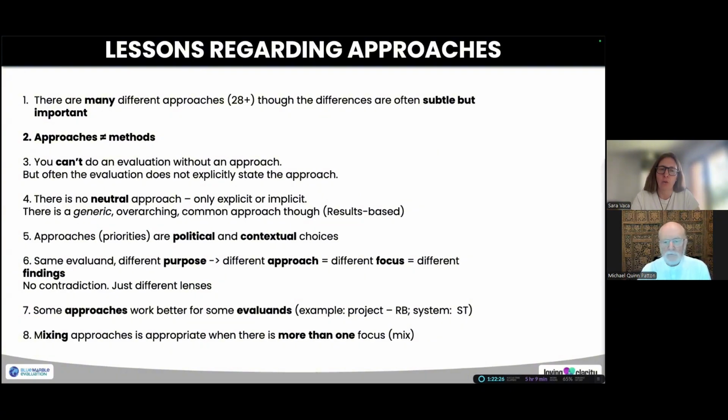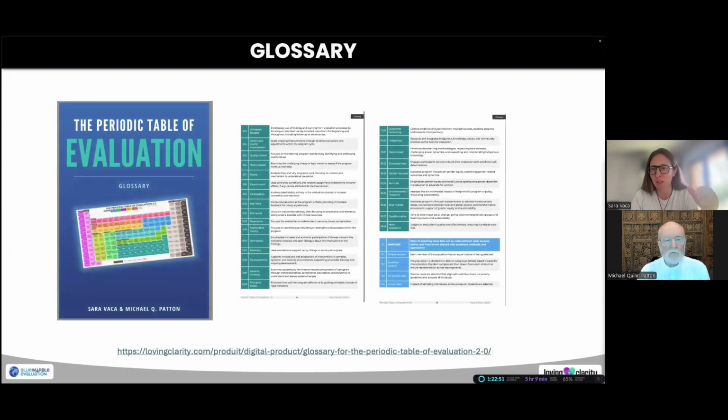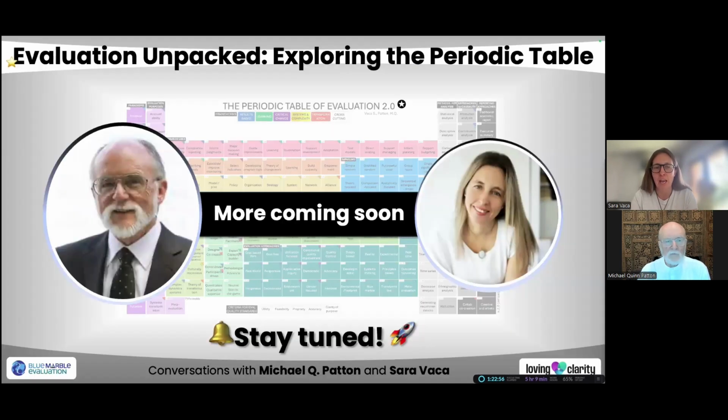Great. So this is what we had for you today. We have been working on how to do approaches, because this is just explaining the 28 approaches, exactly what they focus on, but of course we cannot explain how to do each of them. We have things in the works that hopefully will see the light at some point; we haven't published yet. We also have the glossary that explains all these terms, not only approaches, but all the other categories in the table. And I think that's it. We can talk for hours, but hopefully this was, in a nutshell, evaluation approaches.